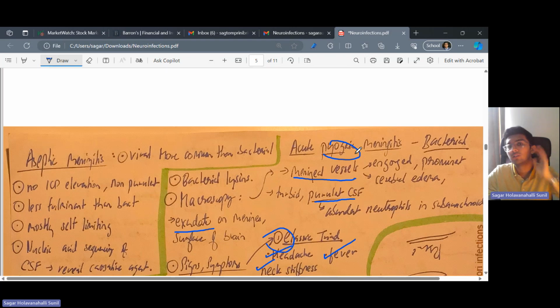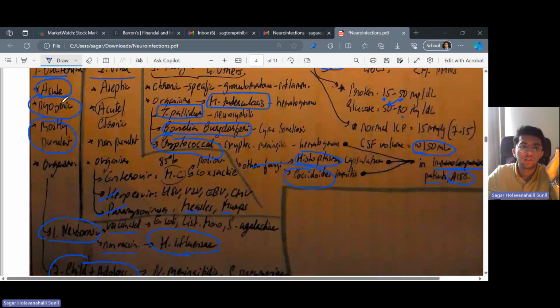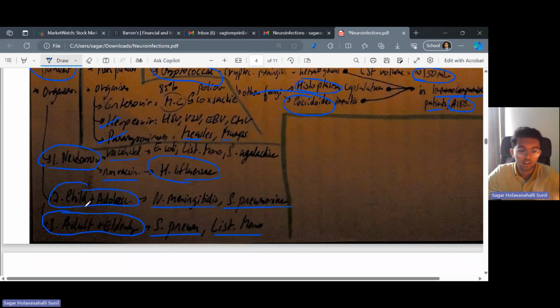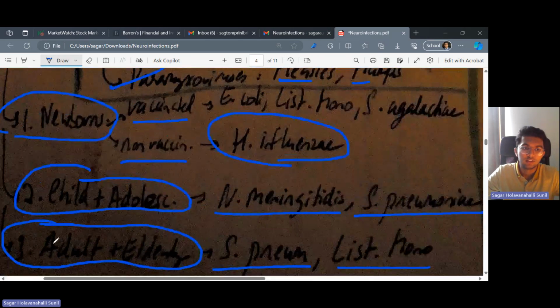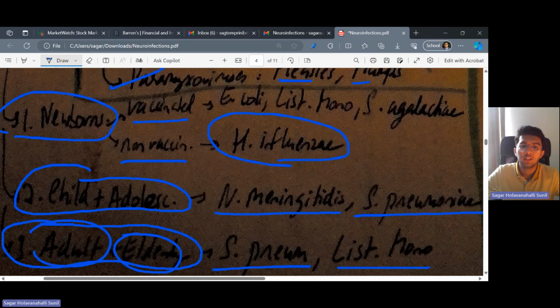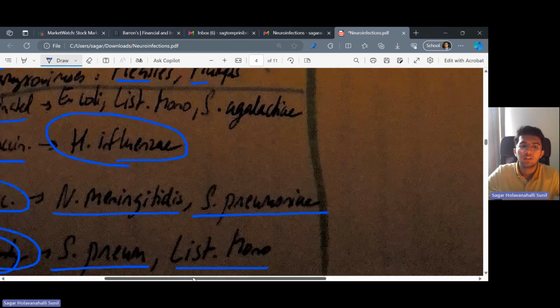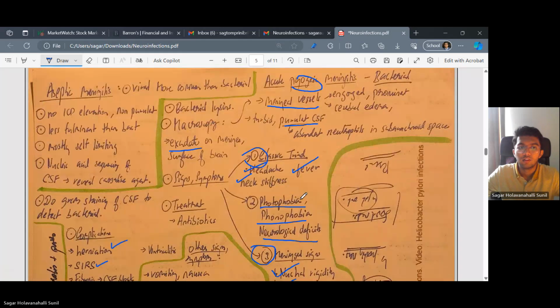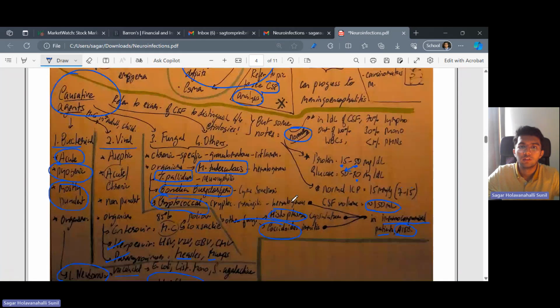Again, for this you can mention the causative agents. I already mentioned over here, it depends on the age group: newborn, child, adolescents, adult, and elderly. You can't see it, but this is what it is: adult, elderly, Streptococcus pneumoniae, Listeria monocytogenes. All right, that's pretty much it.